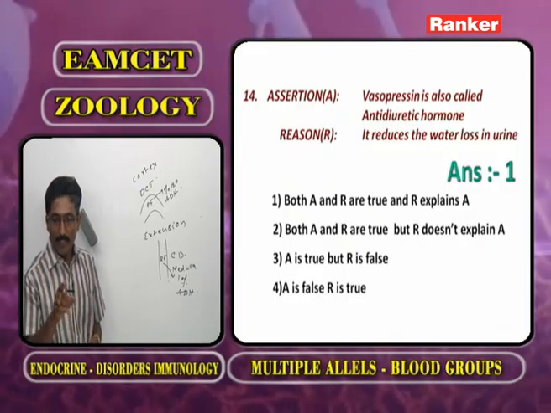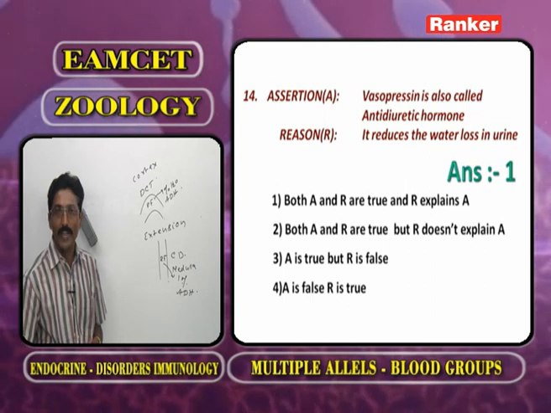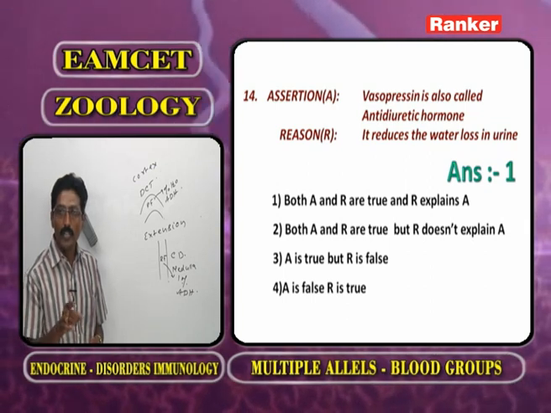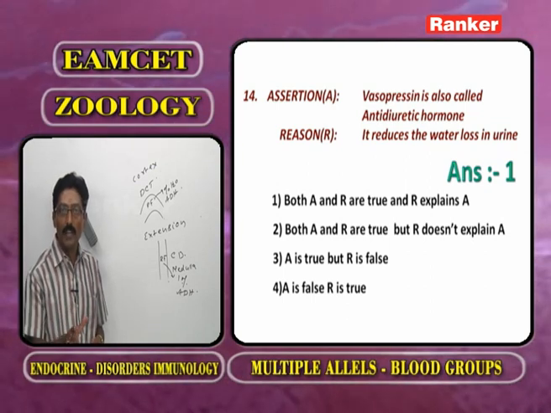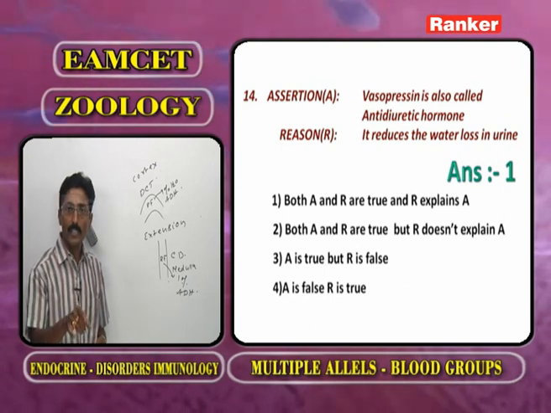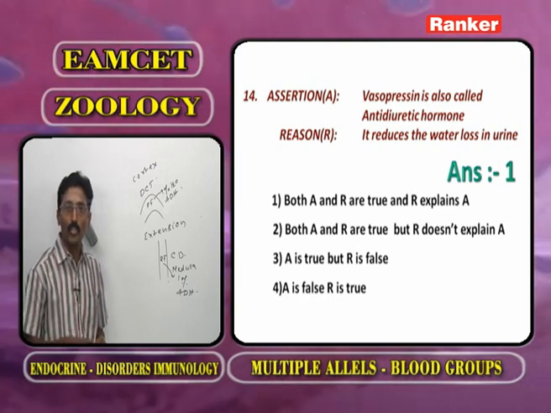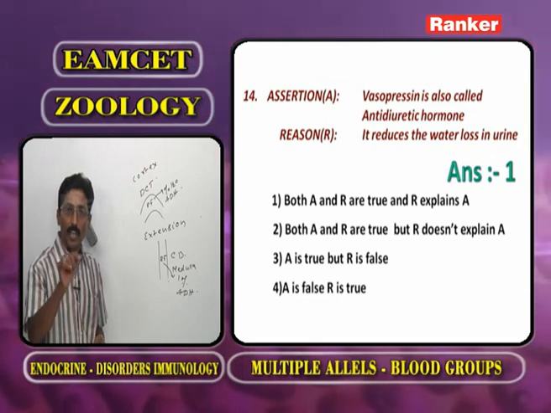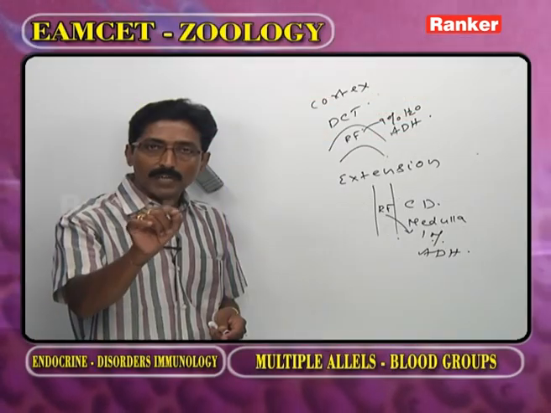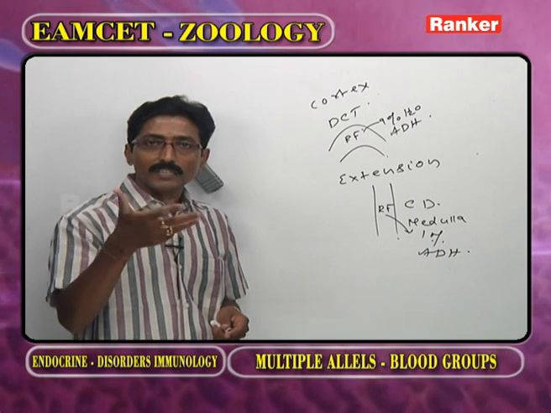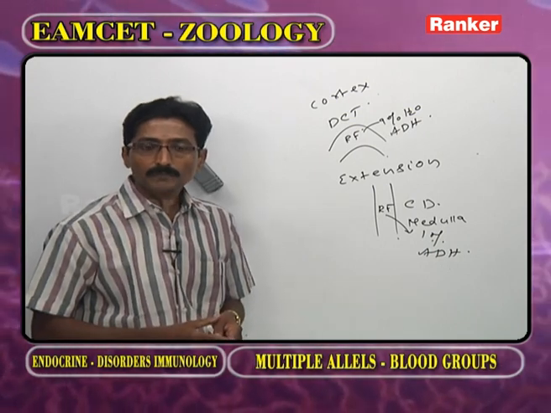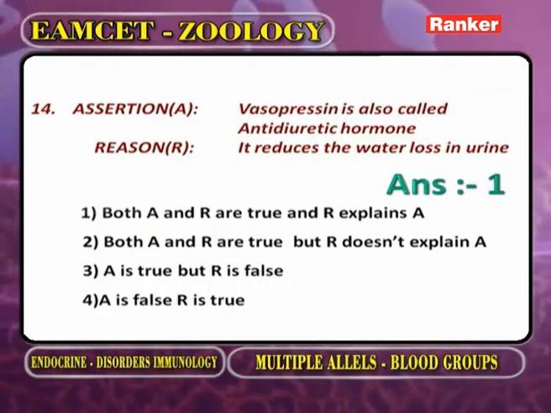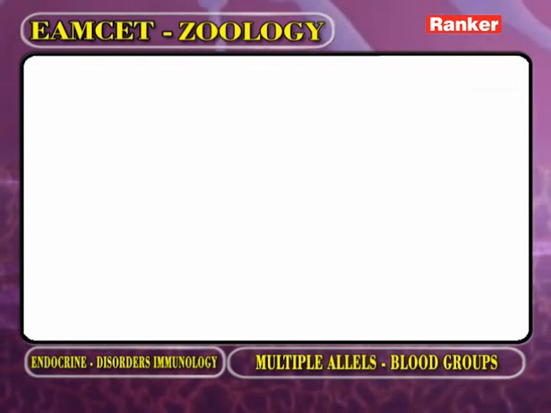Now you observe, vasopressin is also called antidiuretic hormone. It reduces the water loss in the urine so that we pass hypertonic urine. Every day along with the urine we pass water, but that is not useful for our body. So both are correct, and the reason explains the assertion. Next one.